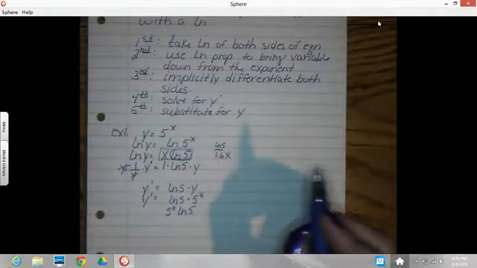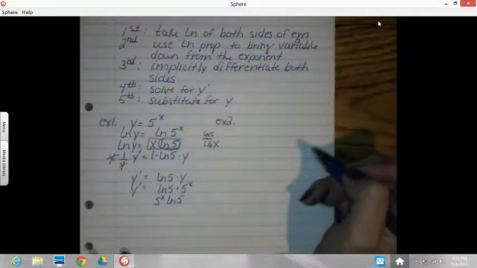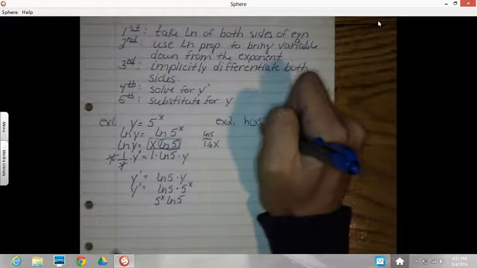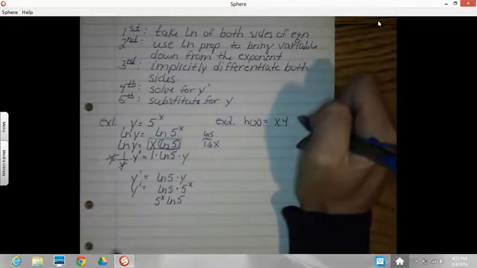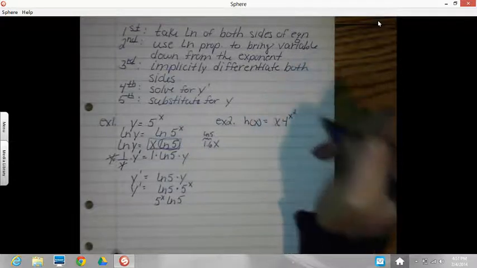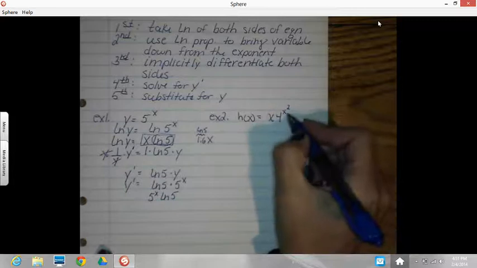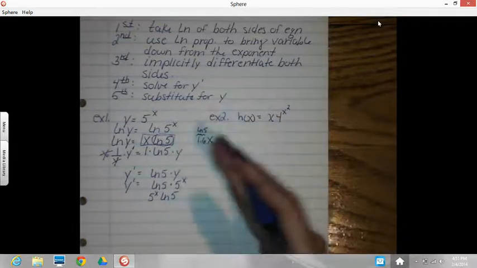I think I can fit this in over here. Number 2. I've got h of x equals x times 4 to the x squared. Okay, right away I see this x squared up in the exponent. That tells me I've got to do this new way. I've got to hit with a log on both sides.